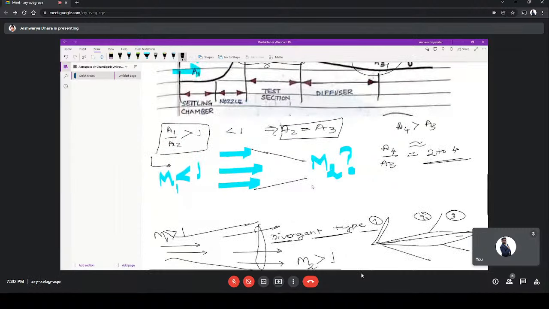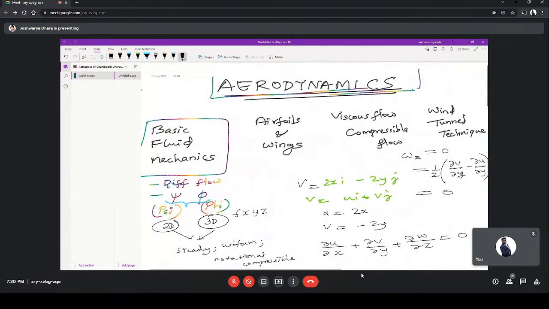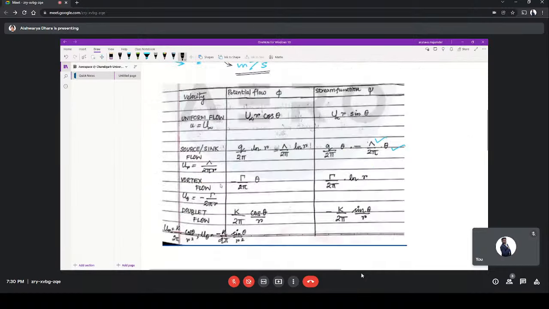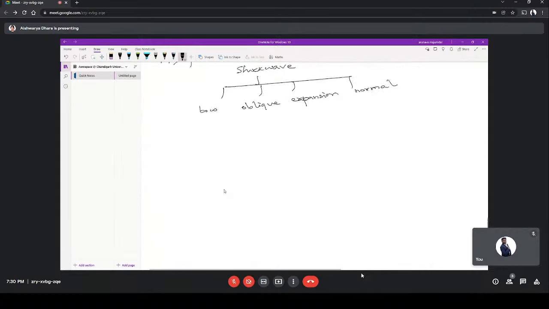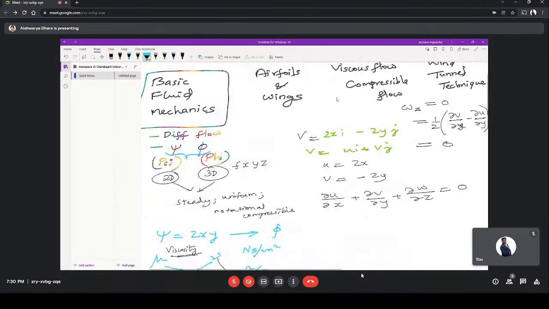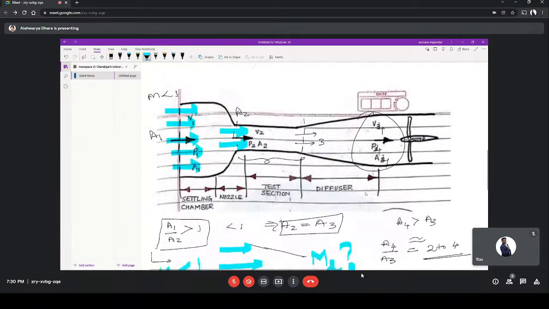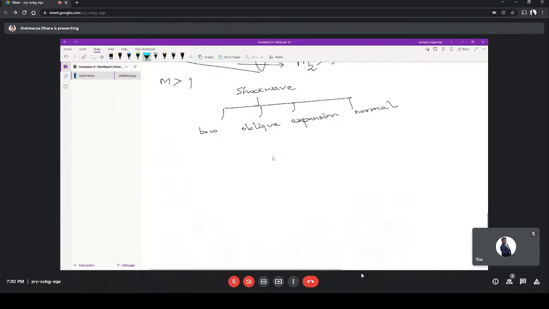Now, let me see whether any other topic we have skipped from the basic mechanics. Yes, there is one more relevant topic which we have to discuss, which is dimensionless parameters. We will come to the shock wave when we discuss the third and fourth parts, viscous flow and compressible flow. Again we will come back to this shock wave part.